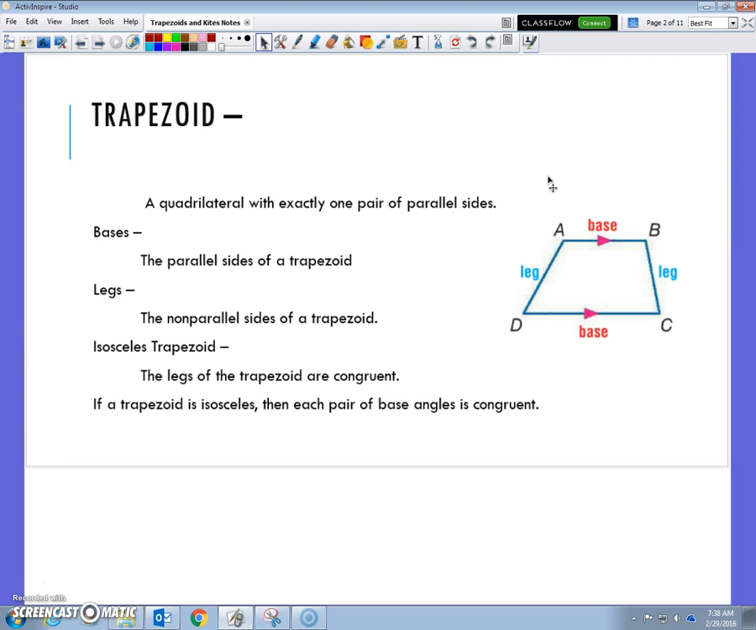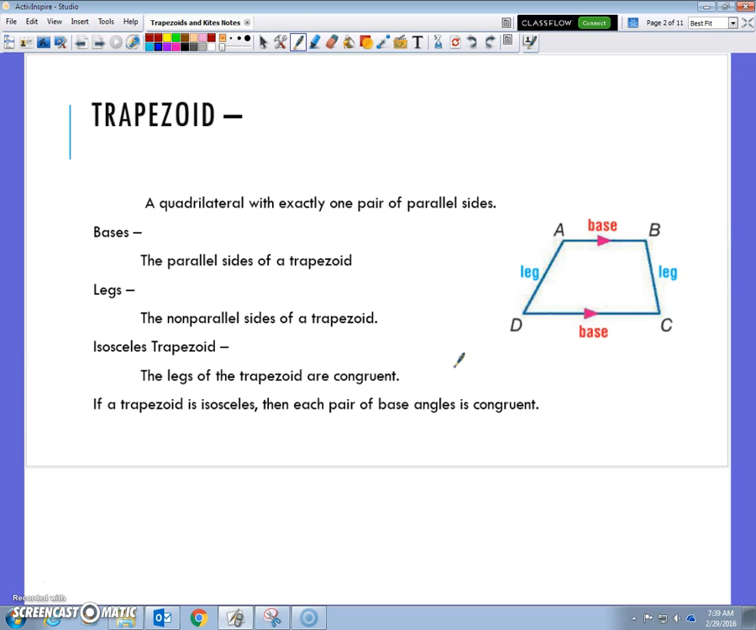Alright, there's some important vocabulary to keep in mind. The bases are the parallel sides. So as you can see in the diagram here, each of these is called a base, the sides that are parallel. Okay, the legs are the sides that are not parallel, of course. So the bases are the ones that are parallel, the legs are the ones that are not parallel.